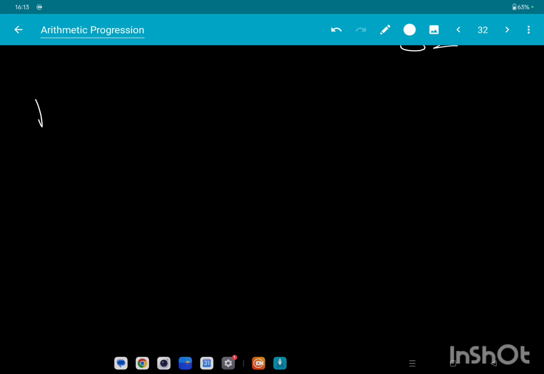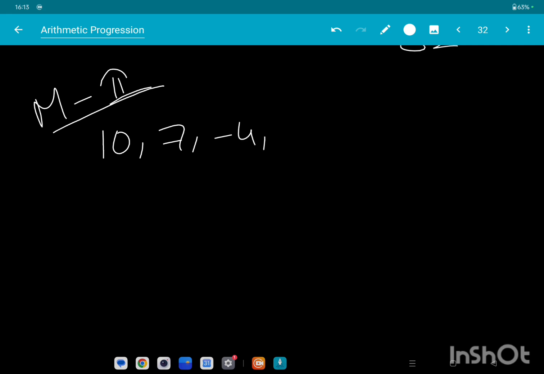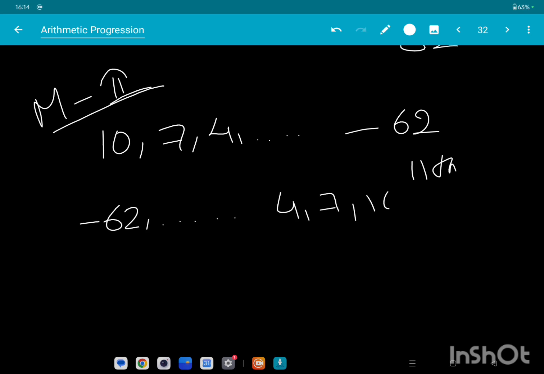And we have method 2 as well. What is method 2? This is very simple. First I will write the AP: 10, 7, 4 and so on. The last term is minus 62. The second method is to find the 11th term from the back side. If I reverse this, then I will get minus 62 and so on, 4, 7, 10, right?